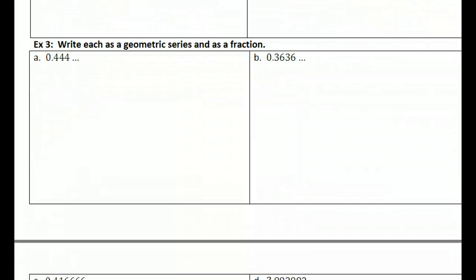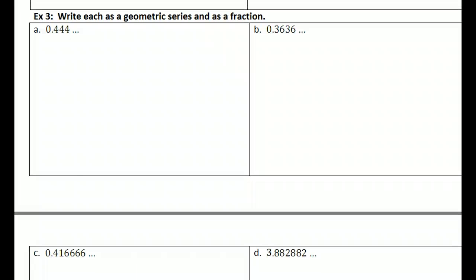Alright, let's look at example 3. So now, here is a way that we could actually use this formula to help us out if I was on the MCA test or something. And this is to take a repeating decimal, and we're going to write that repeating decimal as a fraction using my sum formula. And now first it says though to write each as a geometric series. So there's actually going to be two parts to this question.